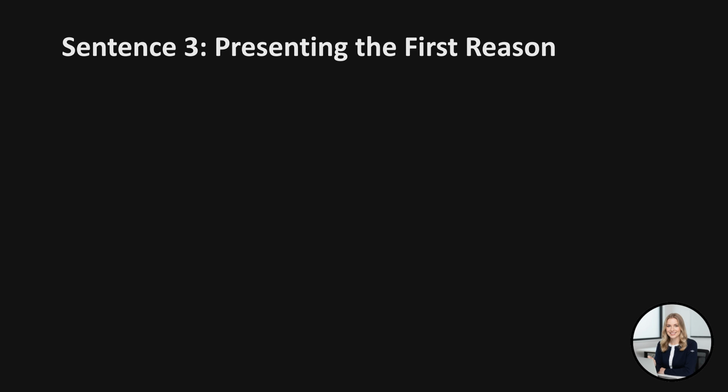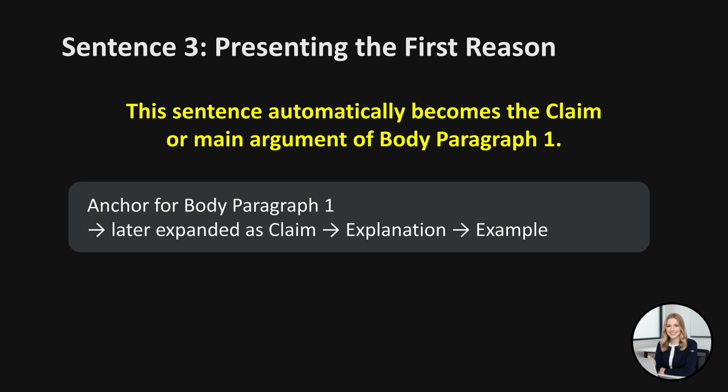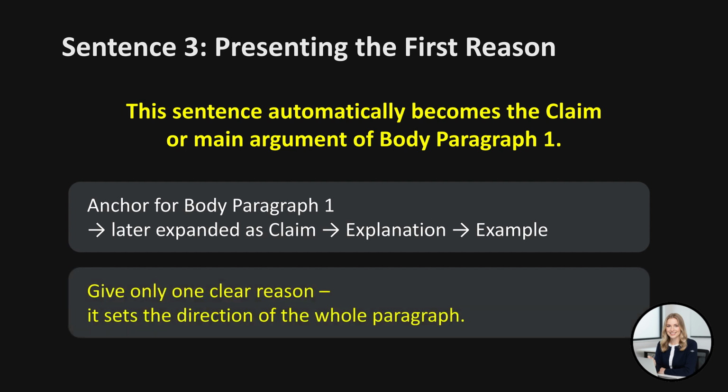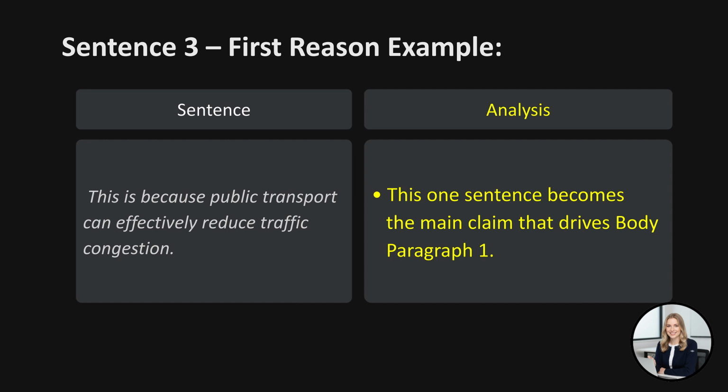Sentence 3 presents your first reason. This sentence automatically becomes the claim or main argument of body paragraph 1. It is the anchor that will be expanded later using the claim, explanation, example structure. It is vital to present only one concise reason here, as it determines the direction of the entire paragraph. For example, you could say, "This is because public transport can effectively reduce traffic congestion." This one sentence becomes the main claim that drives body paragraph 1.